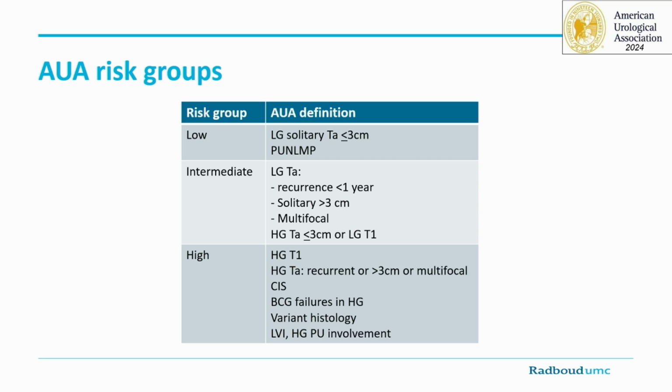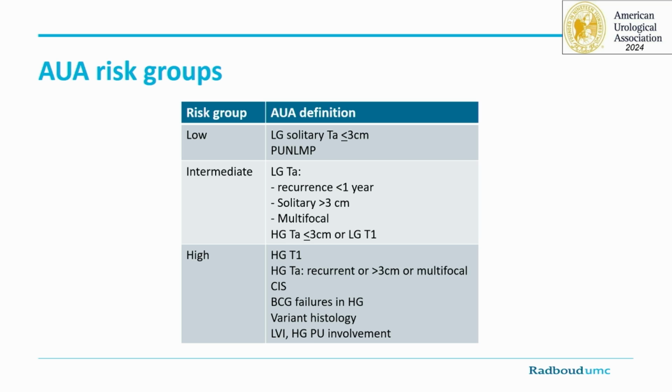High risk, the other end, is also clear: high-grade TA, recurrent, large, multifocal, CIS, BCG failures, histological variants, you see them more and more currently, lymphovascular invasion, and prostatic urethral involvement. Those are all things we realize, and I agree with Ashish, that's your gut feeling, that's not good. So that's really a high risk.